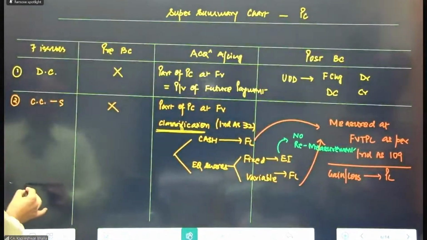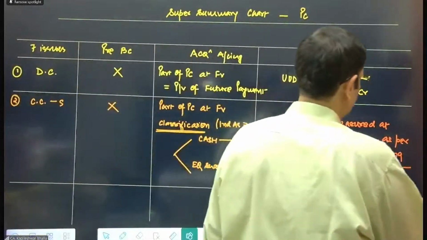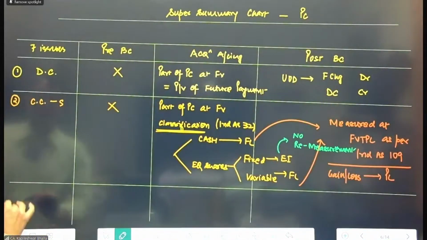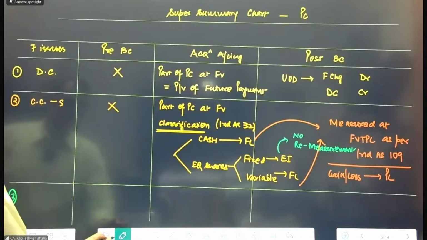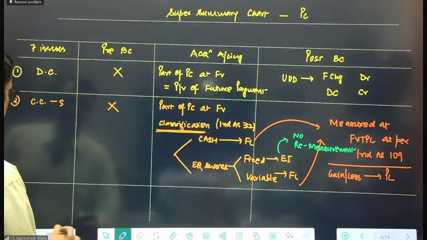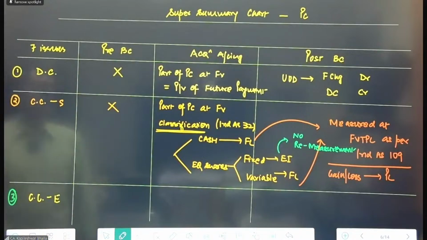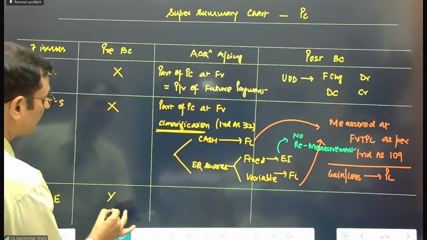So let's now go to the third agenda as well. I thought this chart is going to be quite of help. So let's go to the next one, number 3, where I'm considering CCE, contingent consideration employee capacity. Is there any entry relating to the pre-business combination? No, sir.